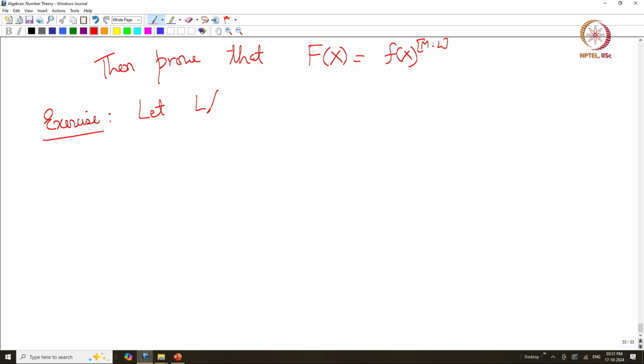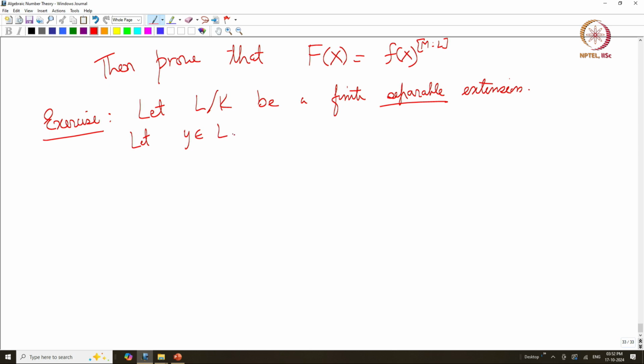So, let L over K be a finite separable extension. So, this is kind of necessary, the separability, and again since I am assuming familiarity with field theory and Galois theory, this is a standard notion in Galois theory. So, I am assuming that you know what a separable extension is. Let Y be an element in L.